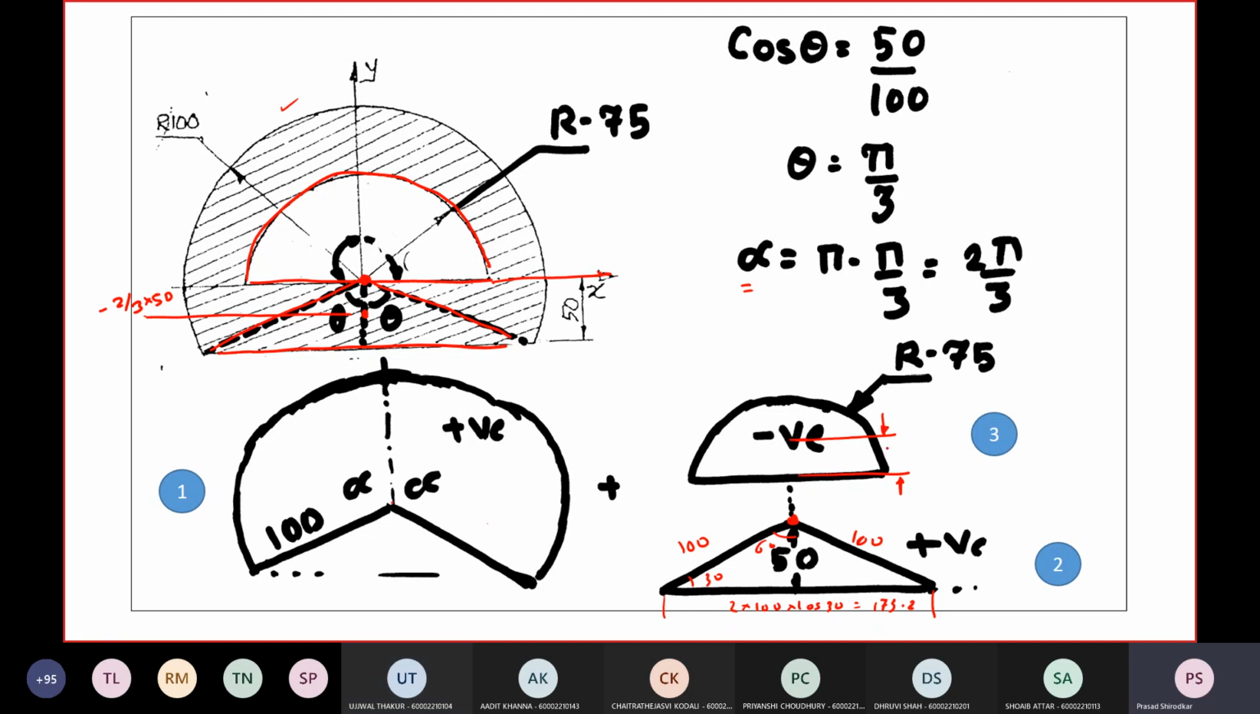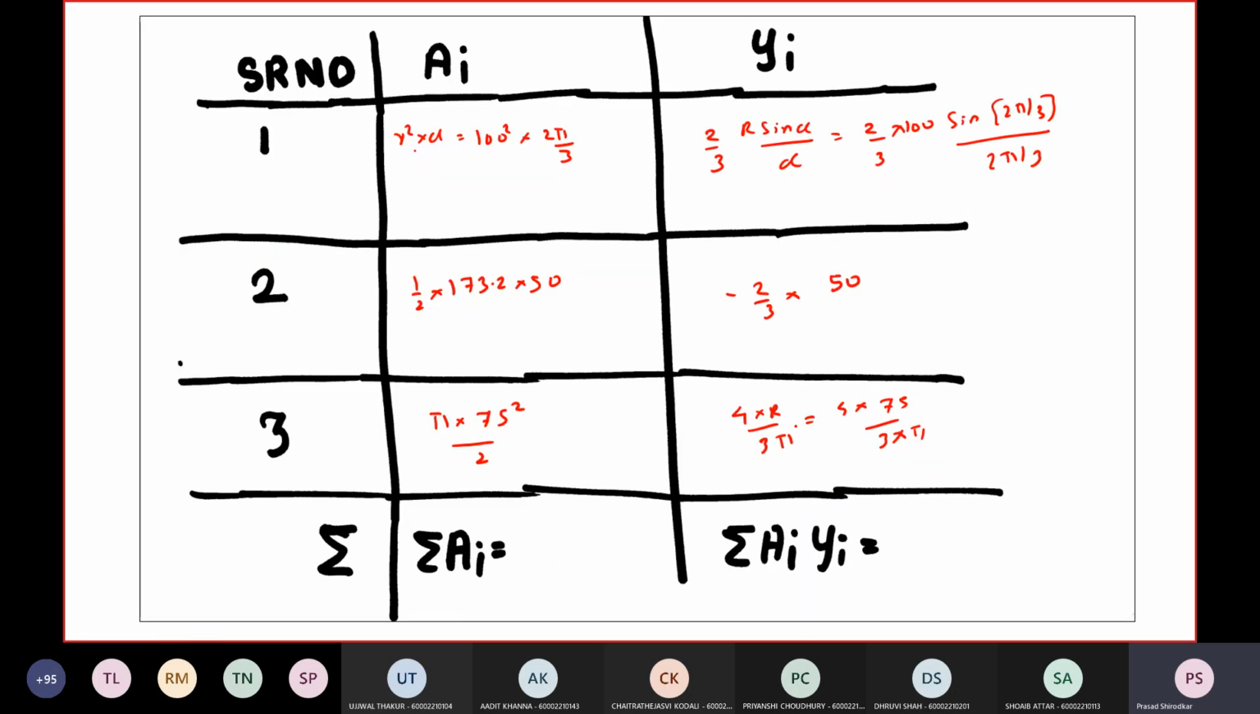Yes, sir. And this is the centroid of the semicircle. So this distance is 4 into r divided by 3 times pi. That is from the list of formulas, and r is in this case 75. So that's what I have written over here, 4r by 3 pi, and that is 4 into 75 divided by 3 pi. Okay, so calculate the summation here, summation a_i y_i.